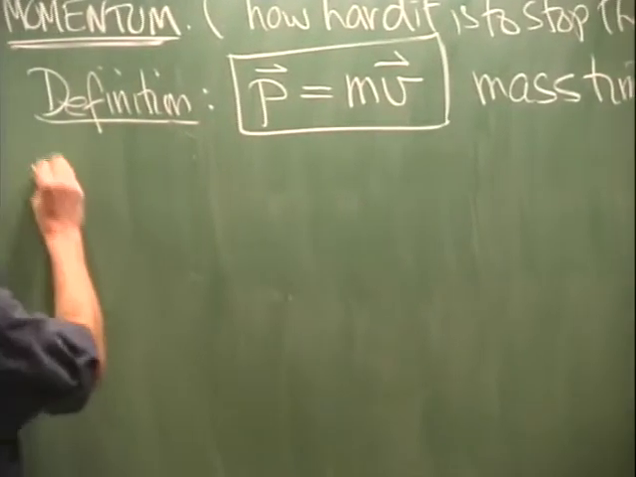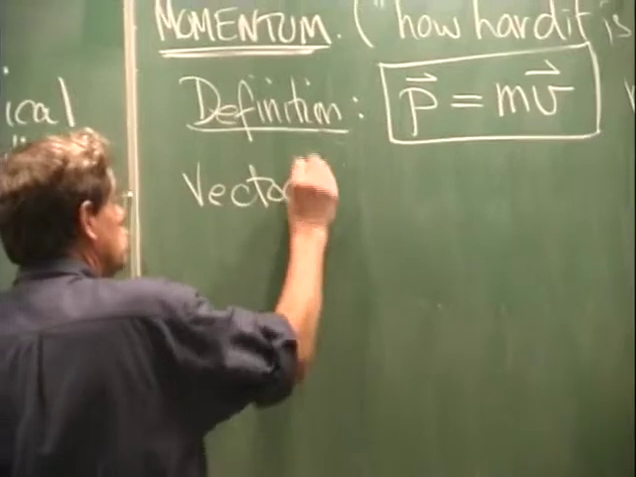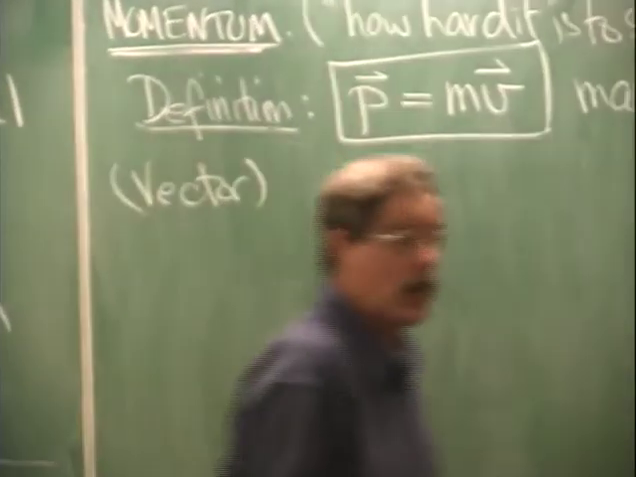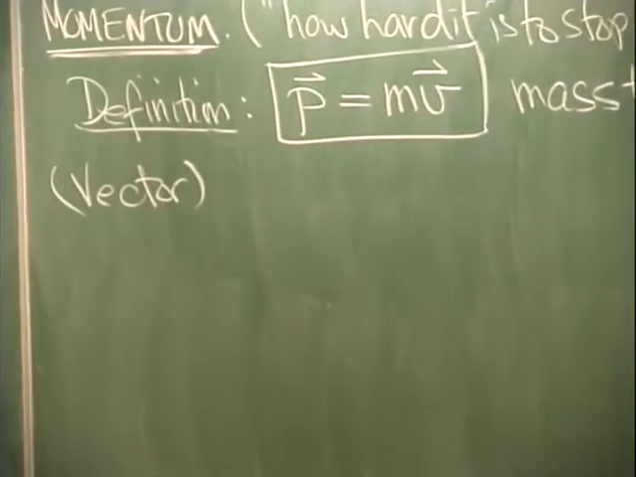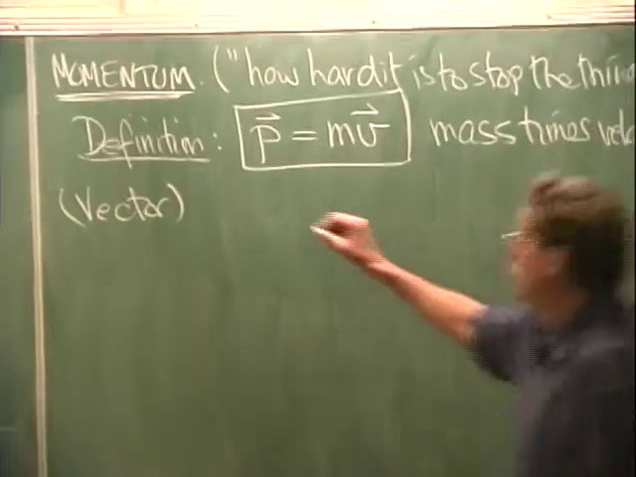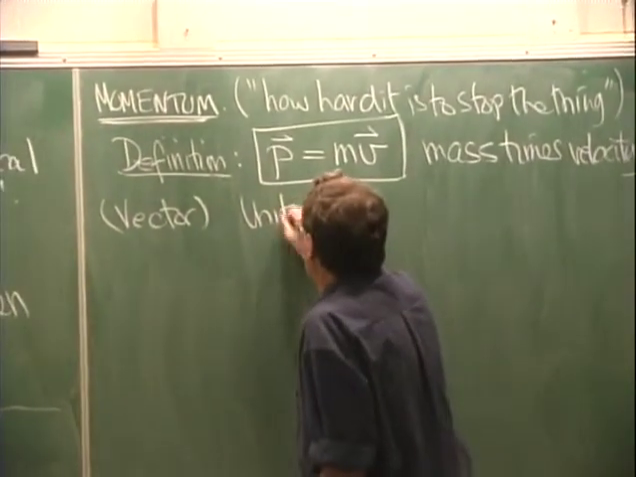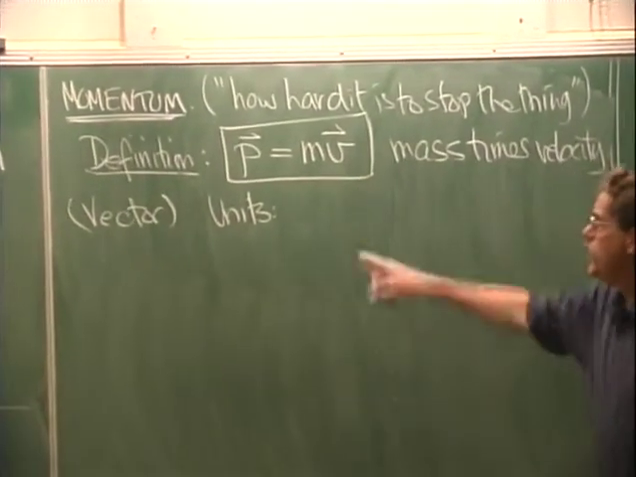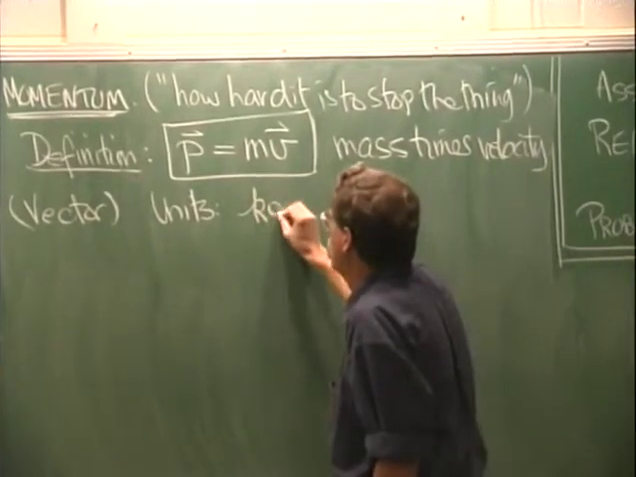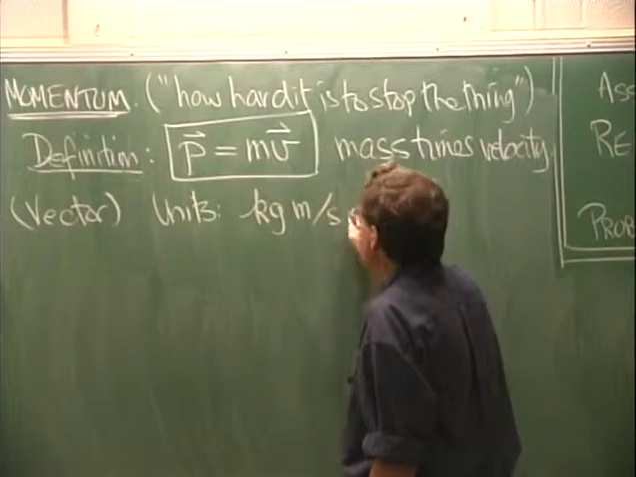Notice that it's a vector. It inherits the vector quality of v, mass times velocity, so it points in the direction of motion, just as velocity does. The units would be units of mass times velocity, so kilogram meters per second.